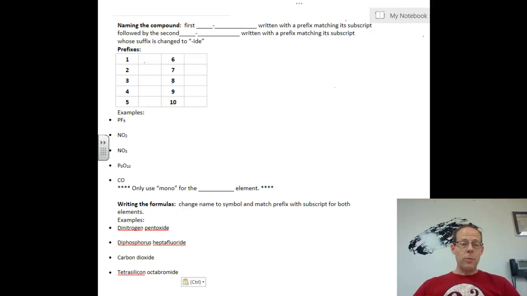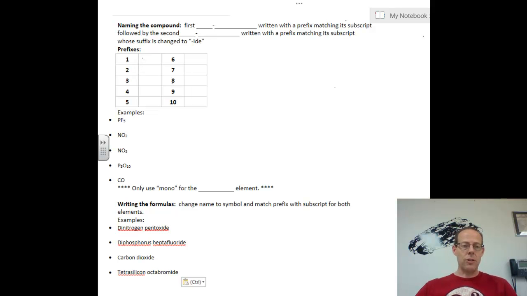All right, so in this podcast, we are kind of changing gears completely. When we name the compound, we're going to take the first nonmetal written with a prefix matching its subscript, followed by the second nonmetal written with a prefix matching its subscript, whose suffix is changed to "ide." So when we have two nonmetals, they will always just be two of them, so it's binary. And again, when it's a binary compound, it always ends in an "ide."